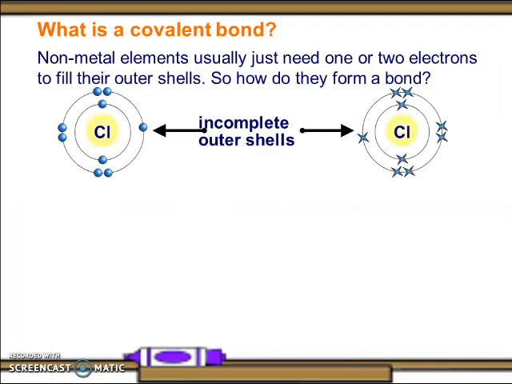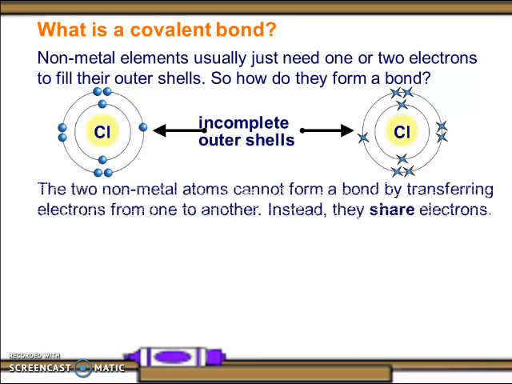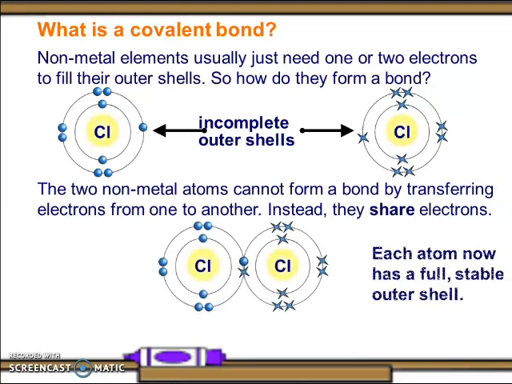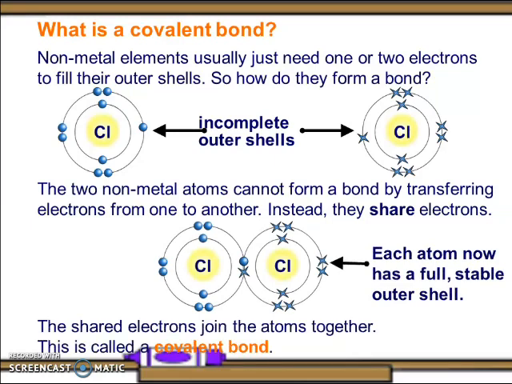What is a covalent bond? Non-metal elements usually just need 1 or 2 electrons to fill their outer shells. So how do they form bonds? The two non-metal atoms cannot form a bond by transferring electrons from one to another. Instead, they share electrons. Each atom now has a full stable outer shell. The shared electrons join the atoms together. This is called a covalent bond. Covalent compounds are products of covalent bonding. It is the sharing of electrons between atoms.